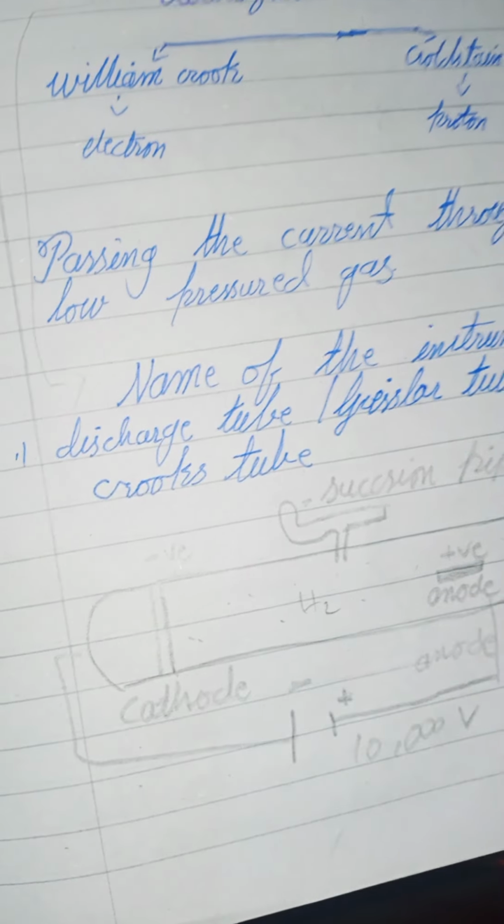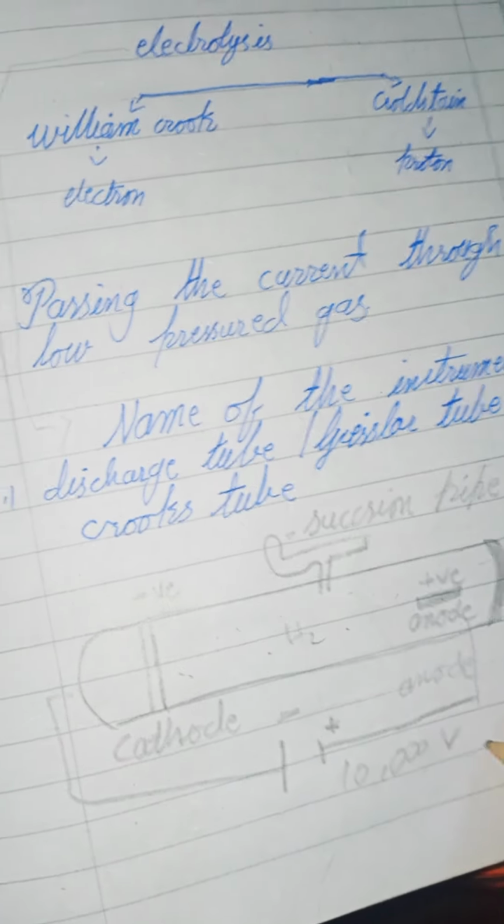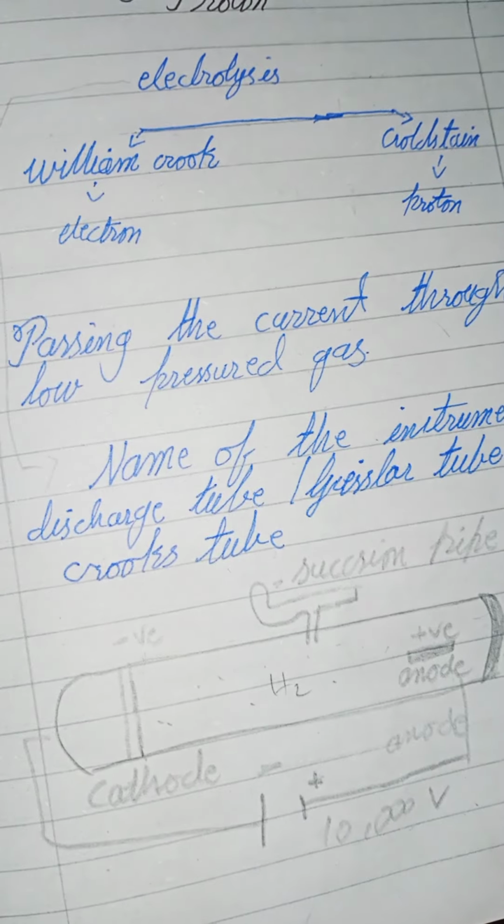Okay, there's a cathode and there's an anode. How much voltage do we need? 10,000 volts. And we also need a pressure of 0.01 mm of Hg, which is, I think, a unit of pressure. Okay, so let's begin.